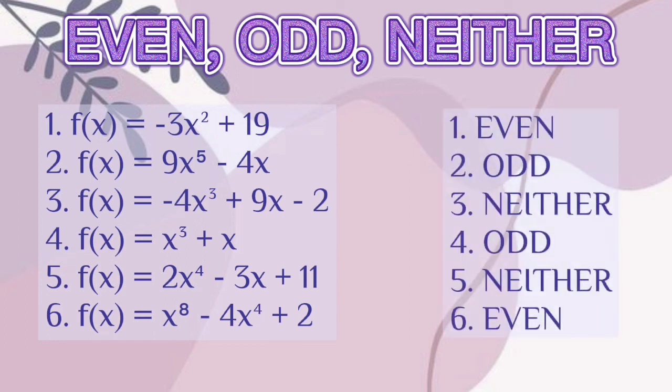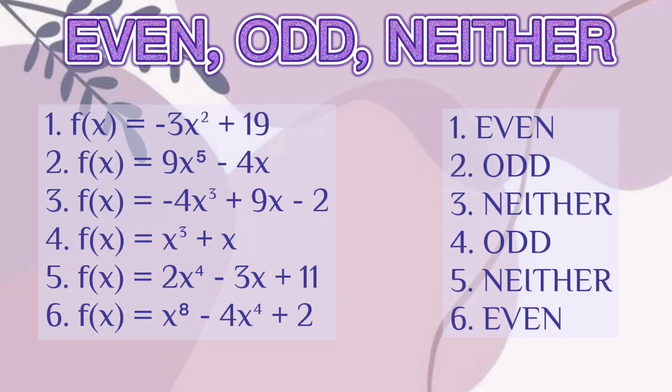Right, so in number 1, we have the expression negative 3x squared plus 19. The answer is even, since the exponent is an even number, 2, and we have a constant number 19. Number 2, the expression 9x raised to 5 minus 4x, is an odd function since both x have an odd exponent. Item 3, we have a neither function since the exponents are odd but we have a constant. Item 4, we have an odd function since both x have an odd exponent.